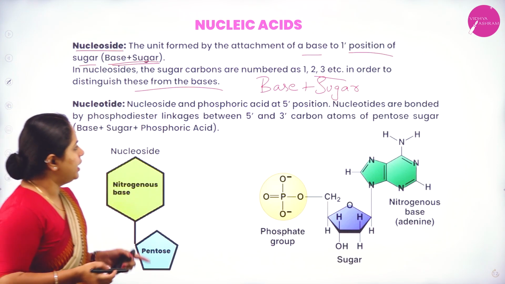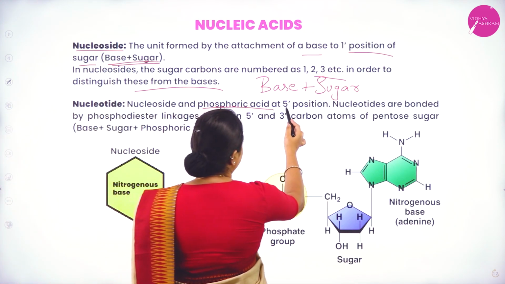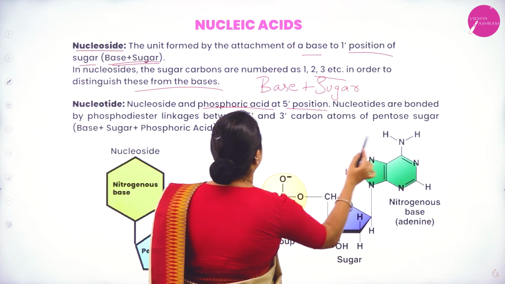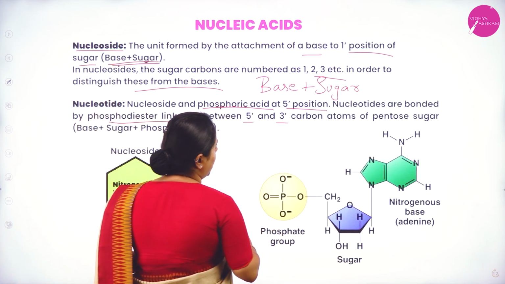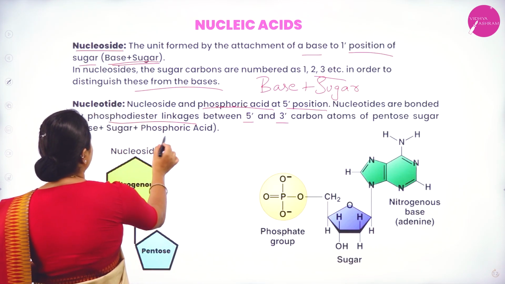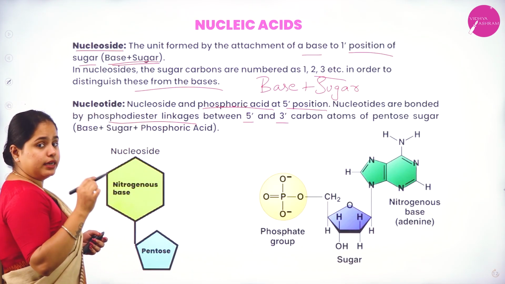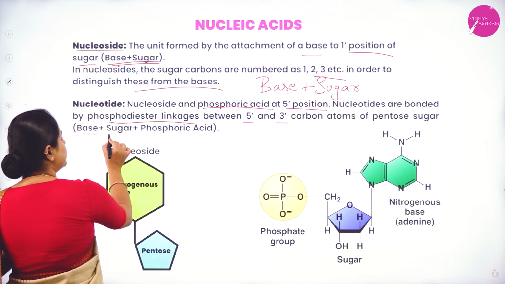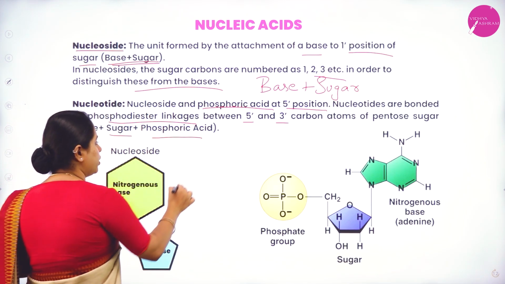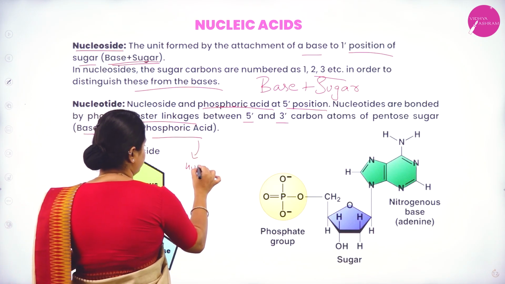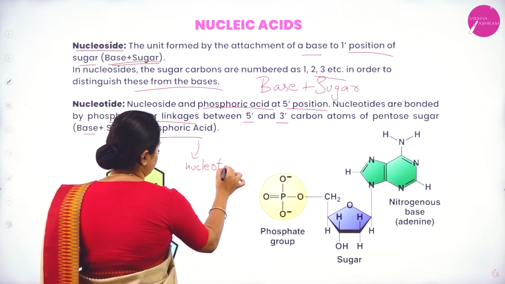See, nucleoside and the phosphoric acid at the 5' position. Nucleotides are bonded by phosphodiester linkage between 5' and 3' carbon atoms of the pentose sugar. That is all together your base plus the sugar plus the phosphoric acid. All of these three together will form the nucleotide. I hope it is clear.